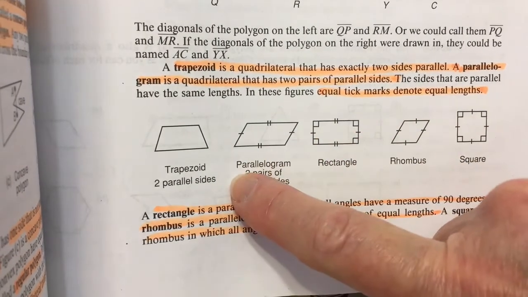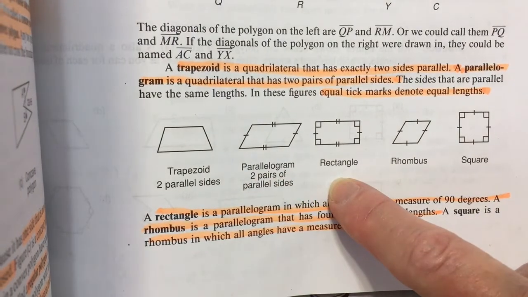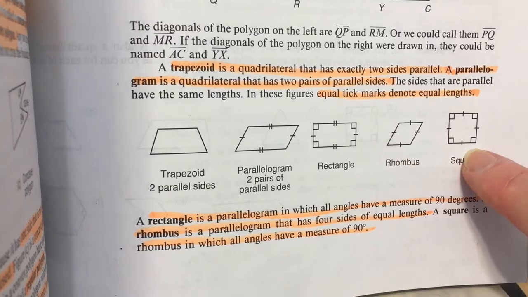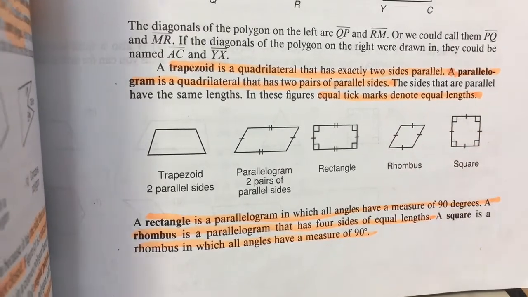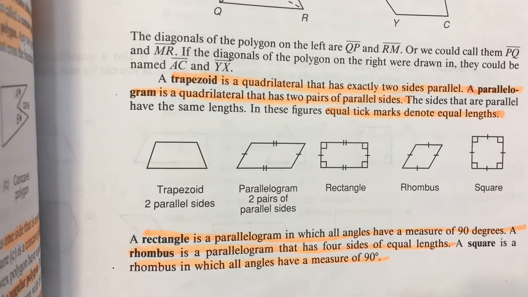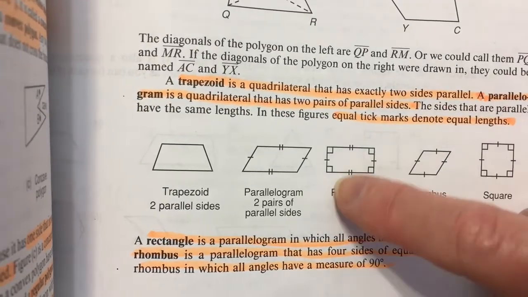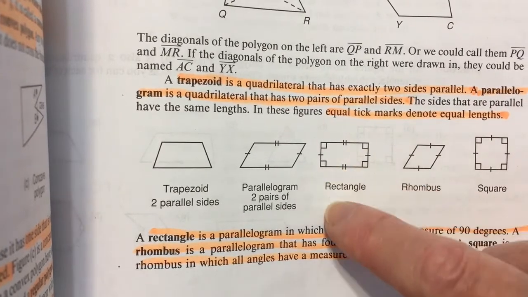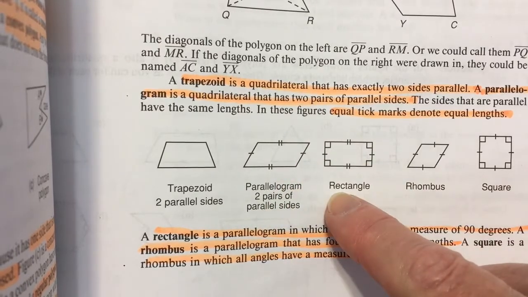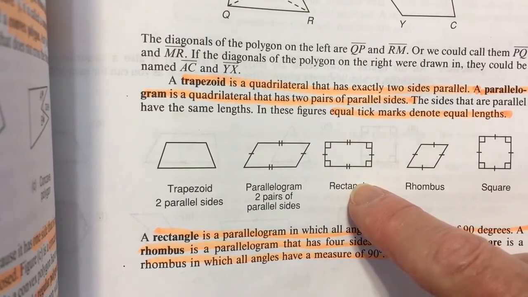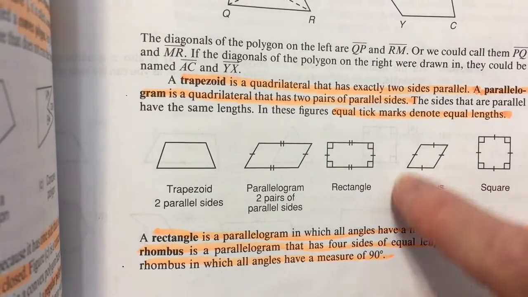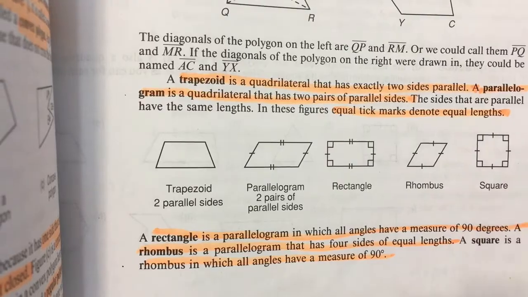So a parallelogram can turn into a rectangle if all the angles are 90 degrees. And a rhombus can turn into a square if all of the angles have 90 degrees. So we could say that all rectangles are parallelograms, but all parallelograms are not rectangles, because rectangle is more specific. And all squares are rhombuses, but all rhombuses are not squares.